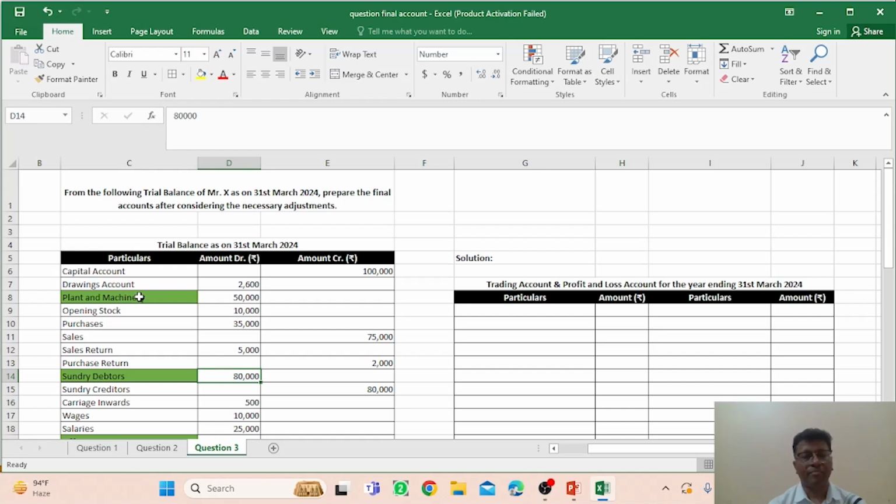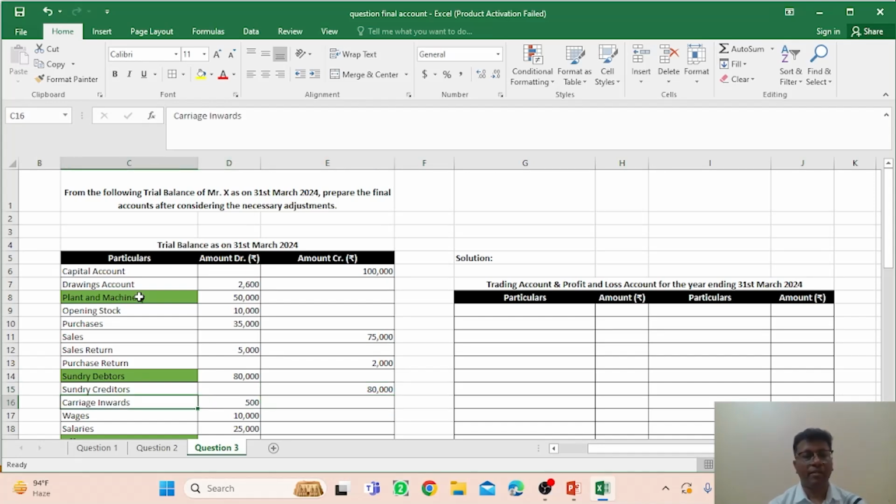Sundry debtors, this is an asset. It means you have to receive the payment from your customers. Maybe you had sold the goods on credit, so in the form of debtors, it is to be mentioned in the balance sheet in asset side. And sundry creditors, that is given 80,000, so it is the liability of the business organization. It is to be shown in the liability side.